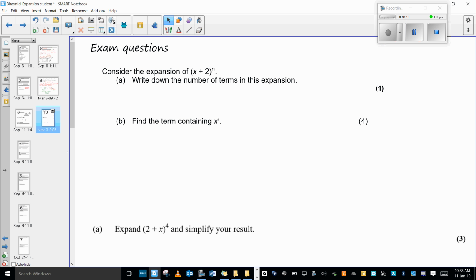So, another couple of exam questions. Consider the expansion of the binomial. Write down the number of terms in this expansion. It's only 1 mark. It's going to take you less than 1 minute to do, because how many terms are going to be in this expansion? Why? Right, very simple.